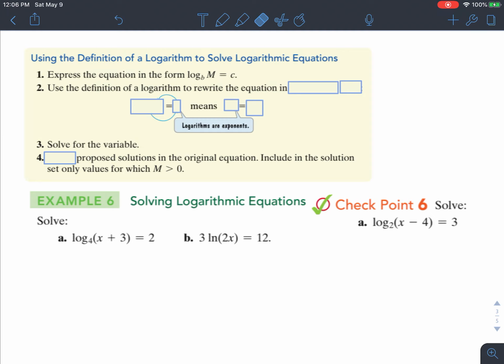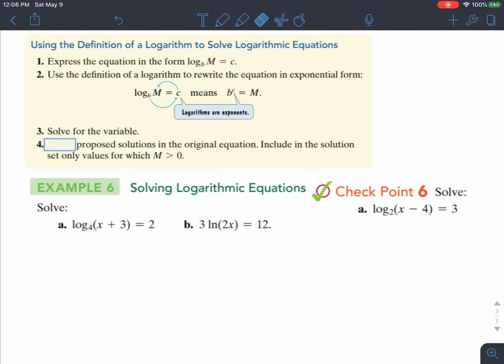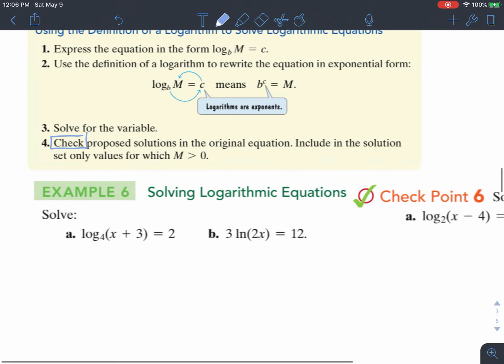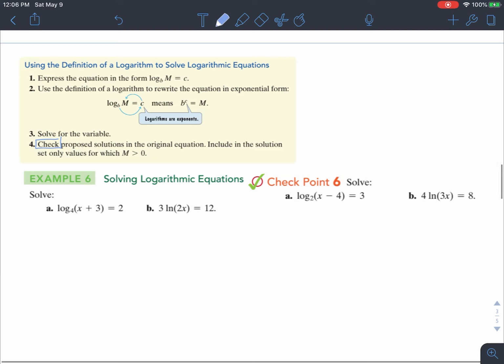So you're going to rewrite the log equation as an exponential equation, meaning that if you have log base b of m equals c, you put the c as the exponent on the b, and the answer is the m. Apologize. And then you would solve. The problem with log equations is that you have to check your answers. Sometimes you get extraneous solutions. So that is something you have to be aware of.